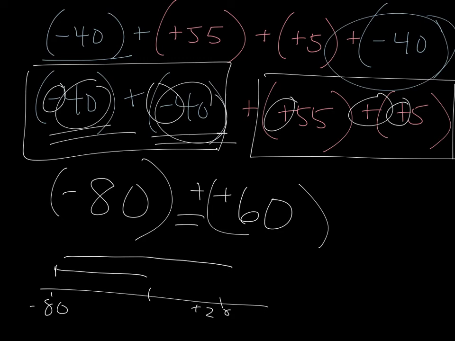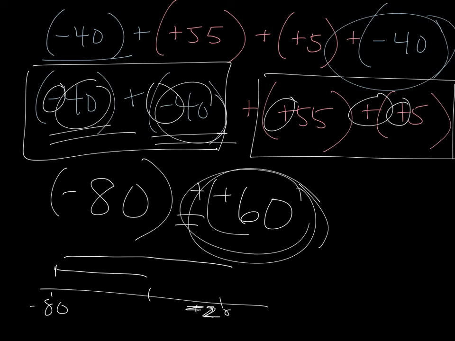Or if you think about the zero principle, positive and negative pairs canceling each other out, how many pairs are you going to have? You're going to have 60 pairs. Oh, sorry, I realized I just made a mistake here. This is a negative 2, not a positive 2. So you're going to have 60 pairs. You're going to have 20 left over, because in essence what you're doing is you're doing 80 minus 60. You're going to have 20 of the negatives left over. So the answer is negative 20.